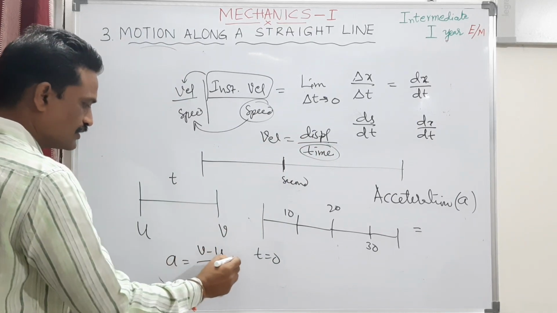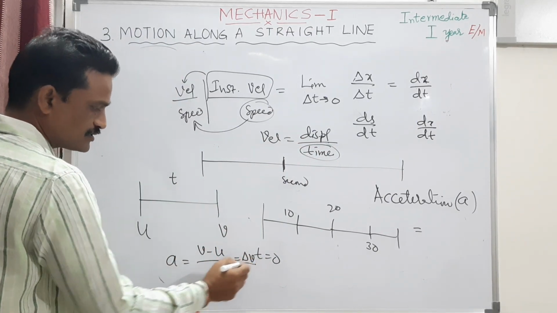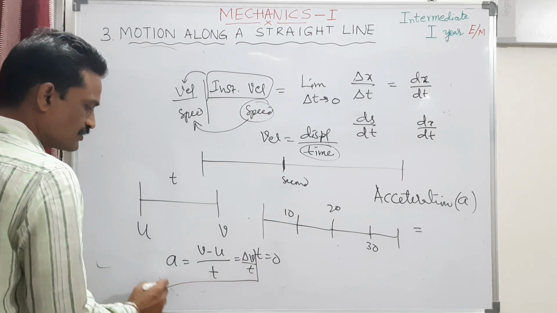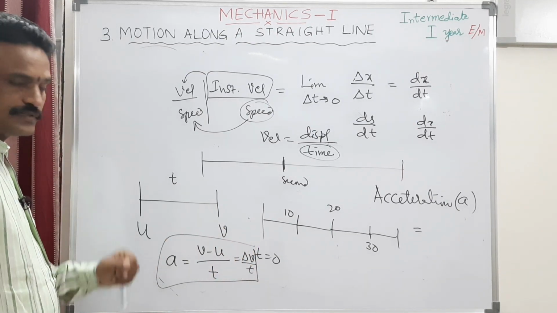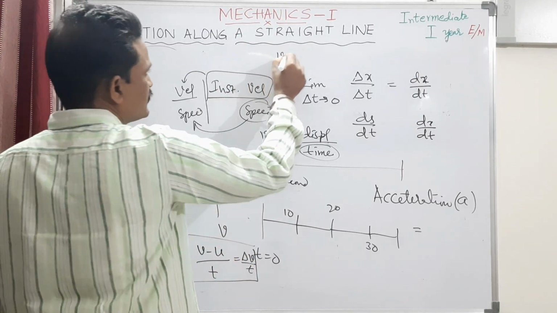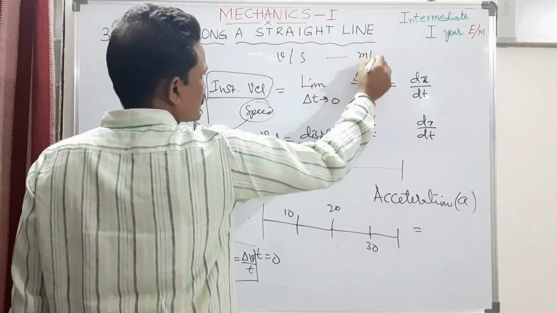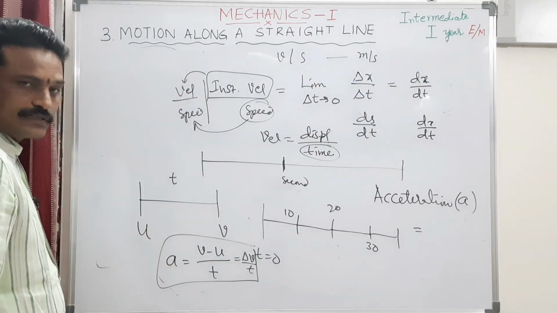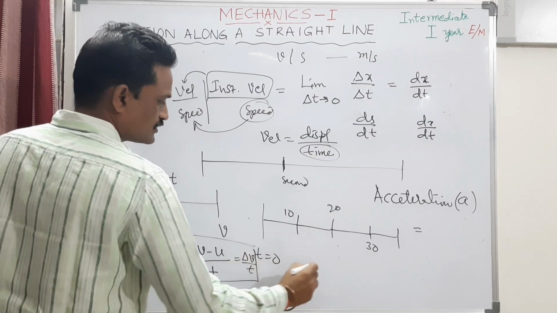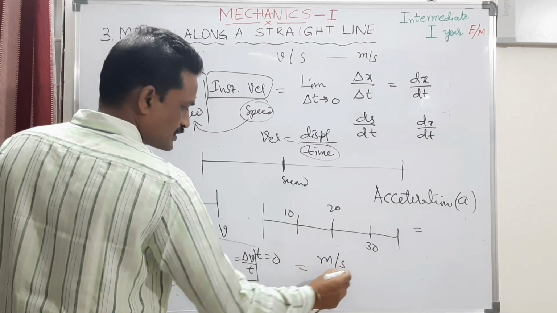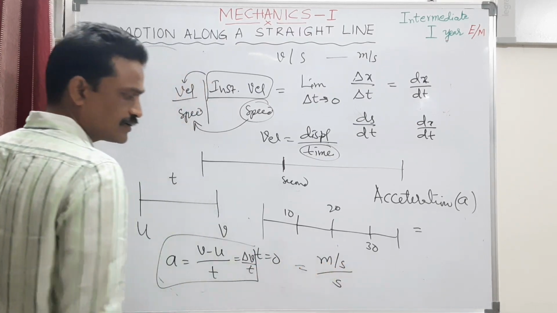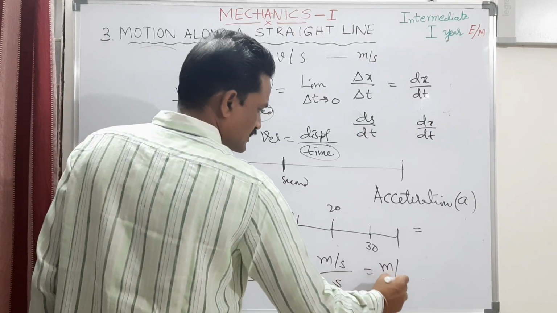Your rate of change of velocity. Change means delta v. I am dividing it with time. This is called rate of change of velocity. Velocity and speed are measured in meter per second. What about acceleration? For speed or velocity I have to take meter per second, and for time once again second, so it becomes meter per second square.